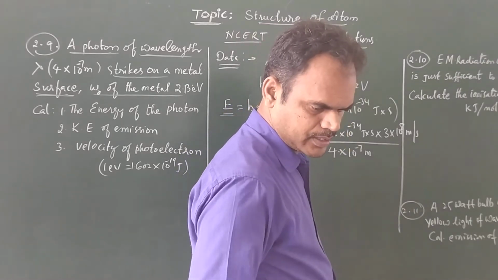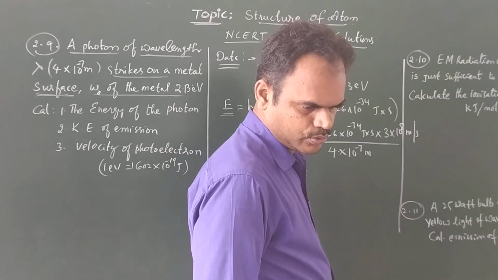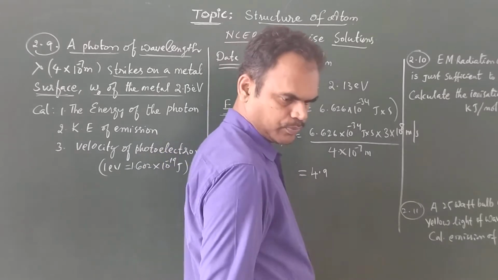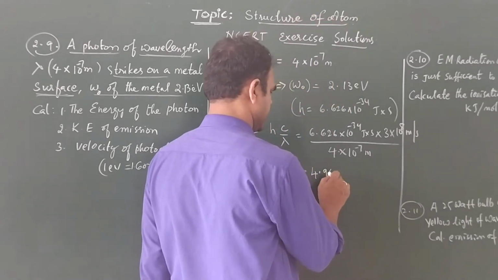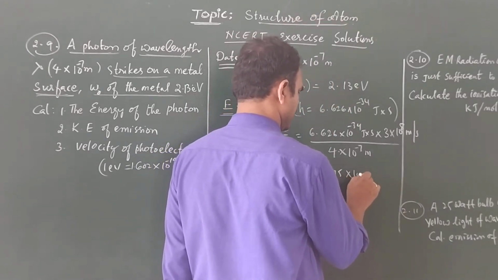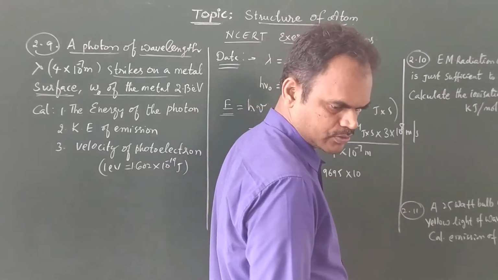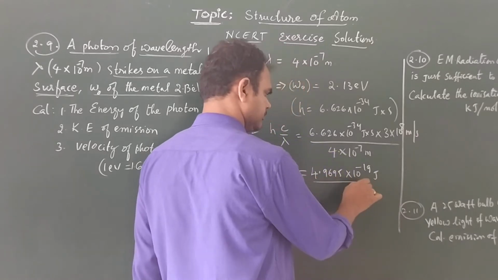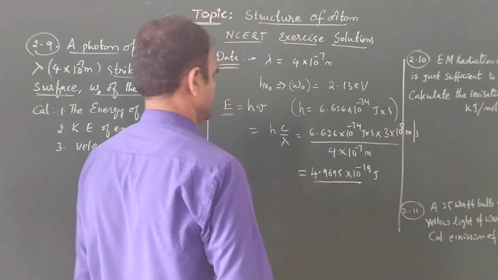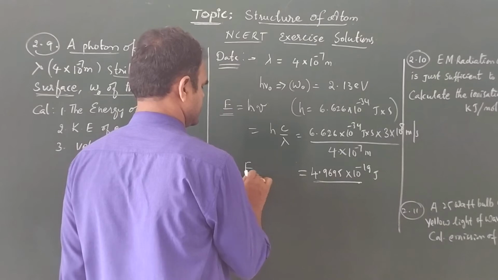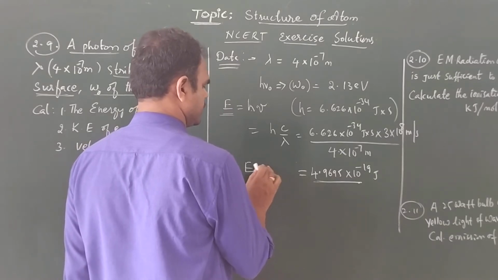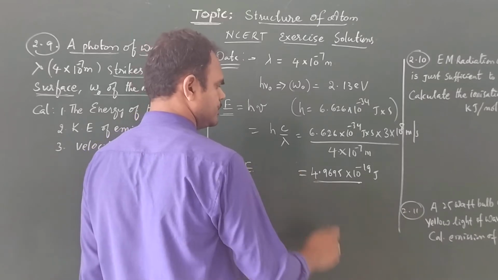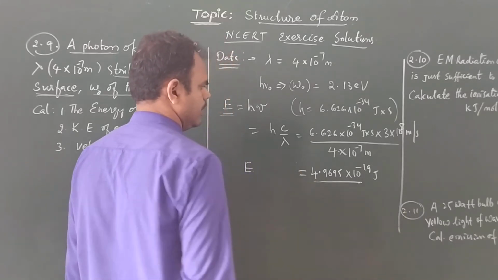So how much is the energy value? Around 4.9695 × 10^-19 joules. So now you have the energy of the photon, the product of h and nu.